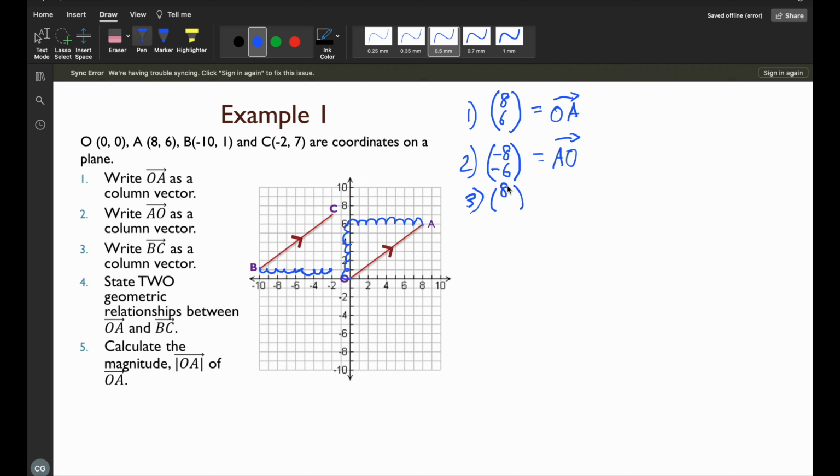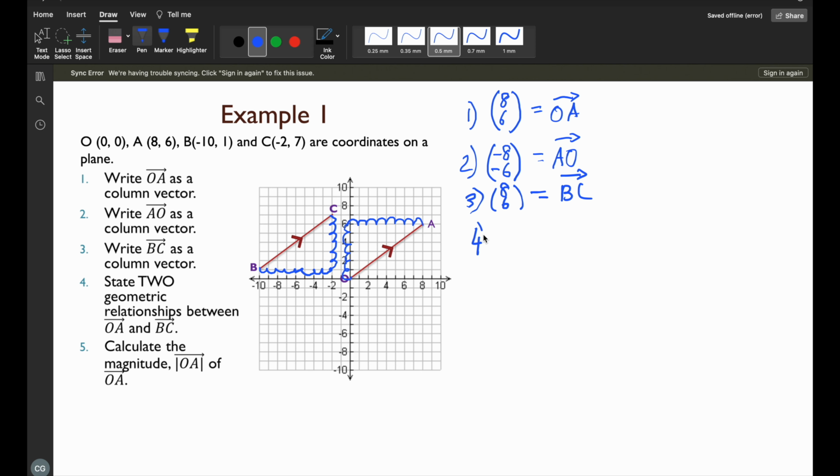So that's positive 8. Now I have to go up 1, 2, 3, 4, 5, 6. So I went up 6. So I'll say positive 8, positive 6. Okay. Alright. Do you guys follow this? Everyone understood what I just did there?